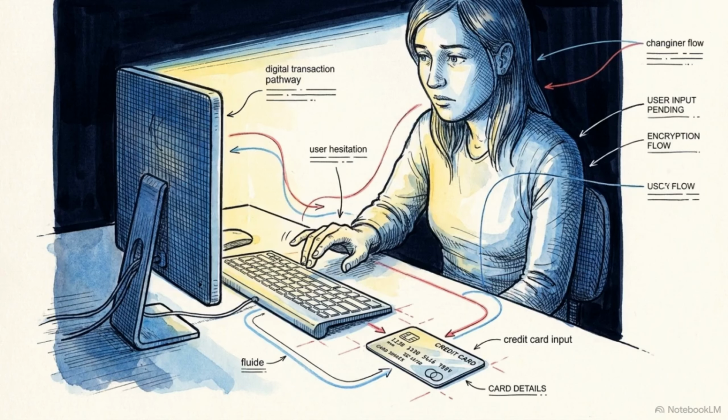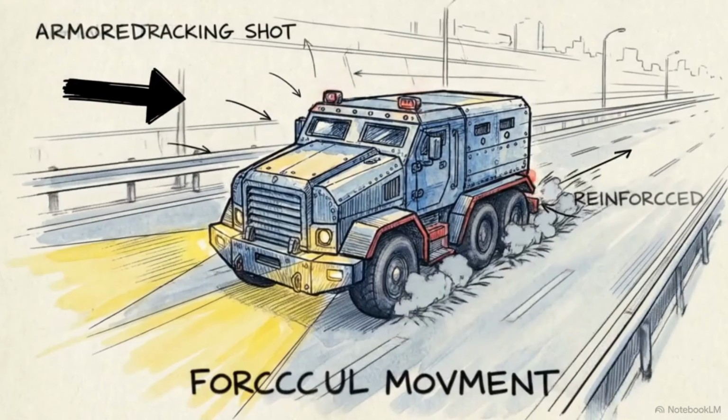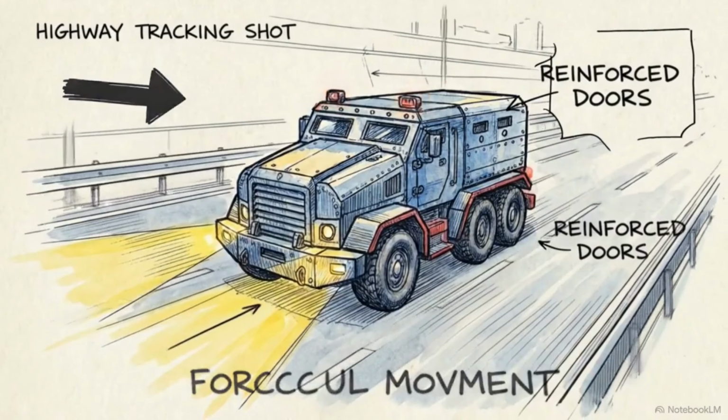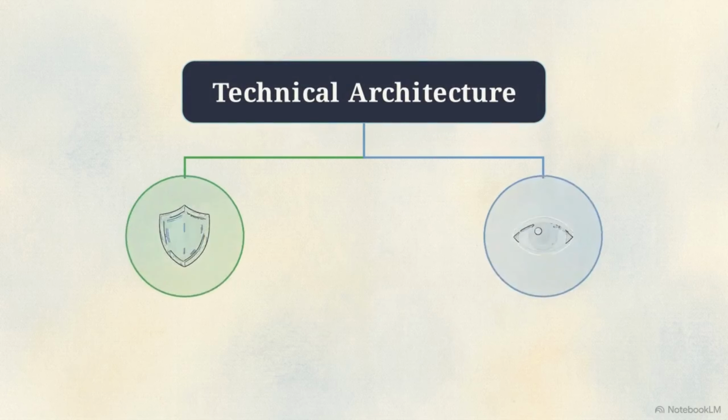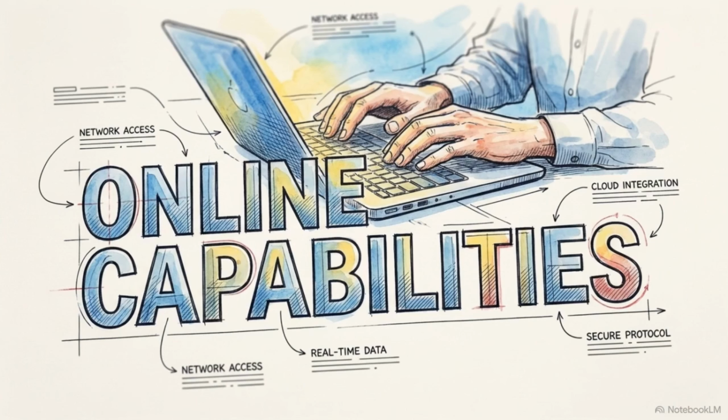To put it in perspective, selecting the wrong network tool for sensitive data is like choosing to write your banking details on the back of an open postcard instead of locking them safely inside an armored truck. The structural differences between the two dictate the actual safety of your data, the level of privacy you maintain, and what you can effectively achieve online.